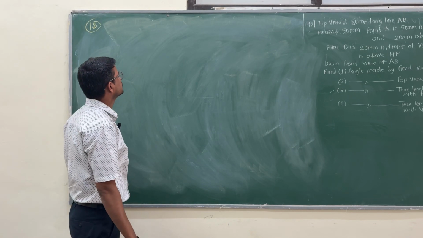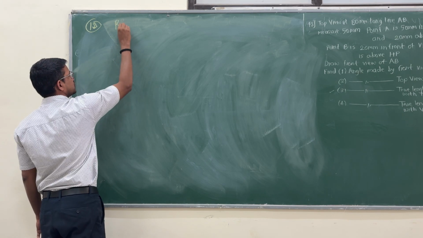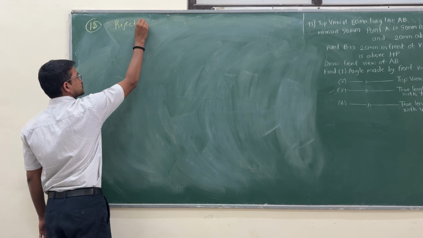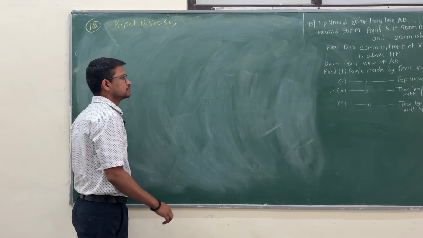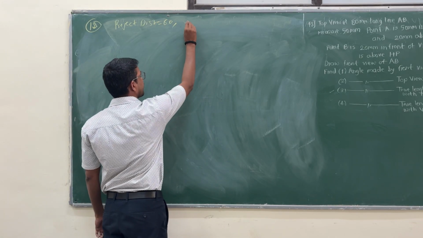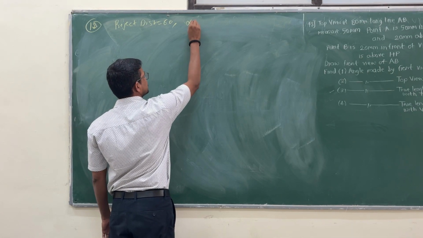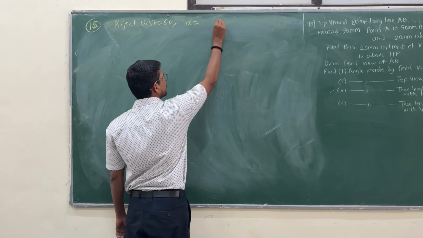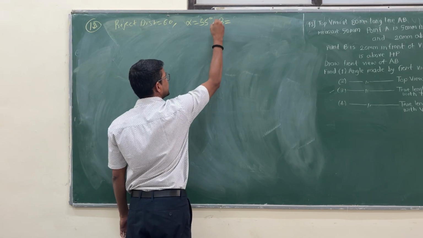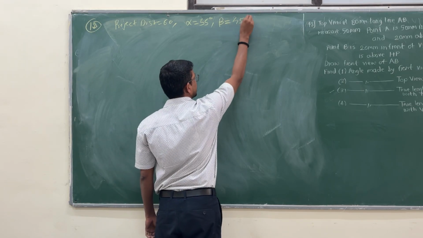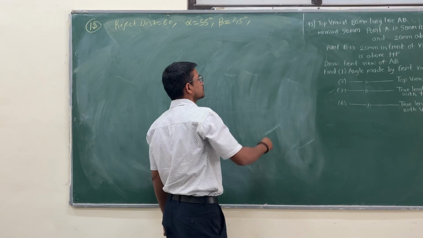The distance between the end projectors of the PQ is 60 mm. Projector distance is given. Projector distance how much? 60 mm. Fine. Next. Elevation and plan of line is inclined at an angle of 35 and 45 with x. Means alpha is equal to the elevation angle and beta is also given. Alpha is equal to how much? 35 degrees and beta is equal to how much? 45 degrees.